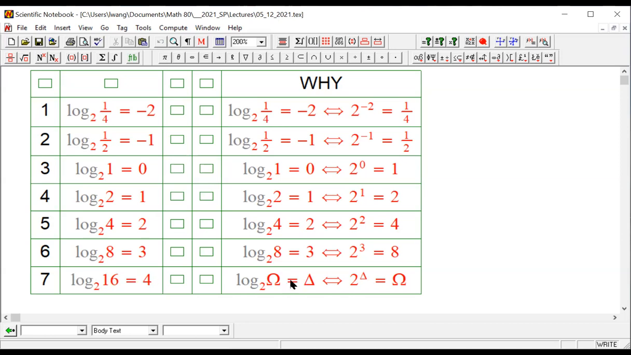Okay, so this is 16 and that's a 16, right? So you got the hang of it. So therefore this is a 4. Very good job, very good job.